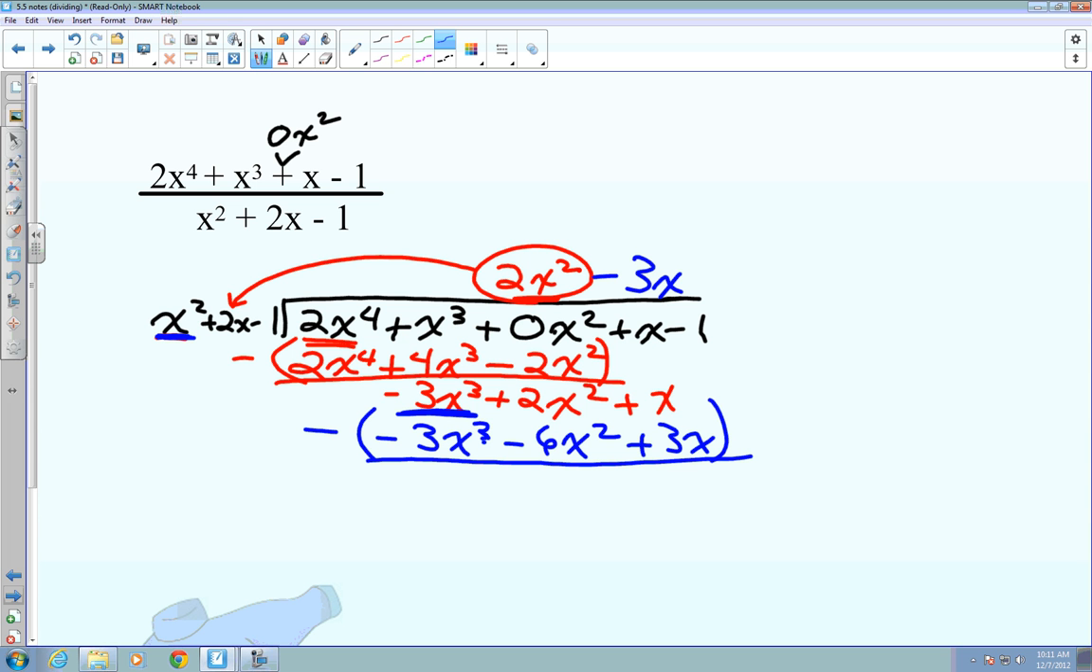Why is there a negative outside of that? Because each time you're going to take this one minus this one, so I put this out here to remind myself that I'm subtracting it. Okay, so I've got 2x squared minus a minus 6x squared, so that's plus, so that would be 8x squared. And then x minus 3x is a minus 2x. Bring down the minus 1.